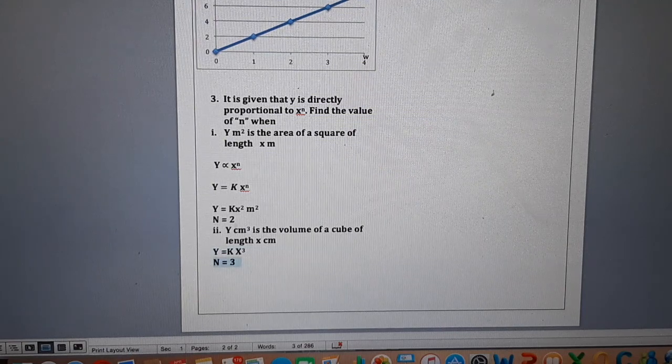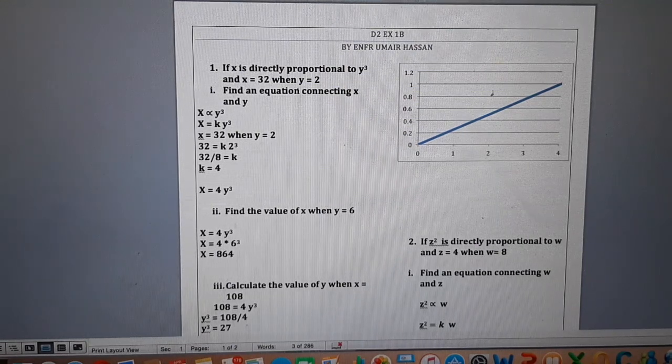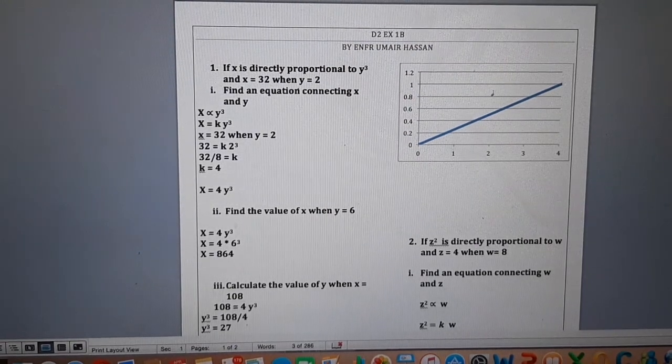So this is the solution of the first 3 questions of exercise 1b, that is the basic level. In my next video I will upload the solution for the intermediate and advanced level.